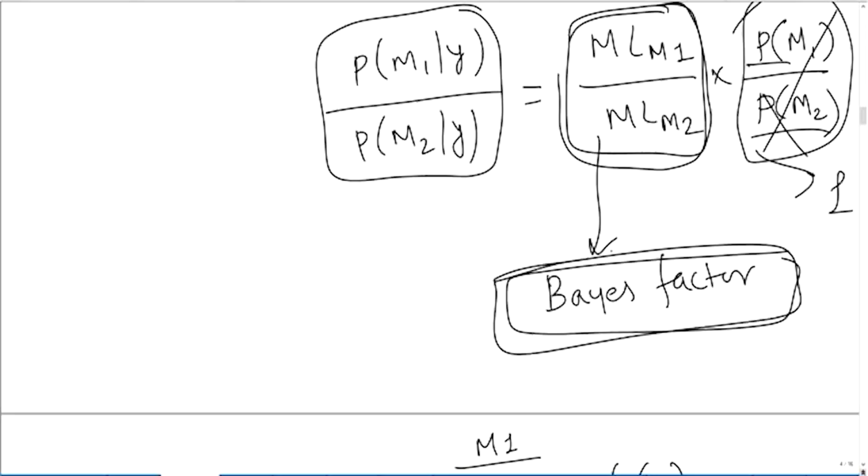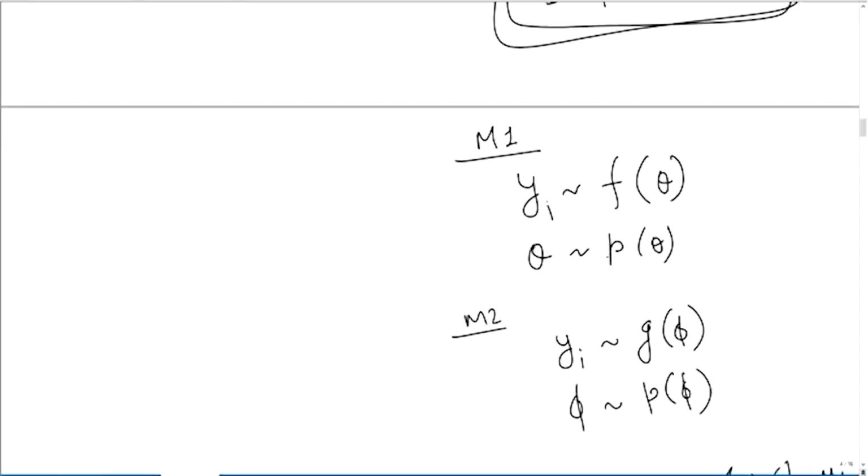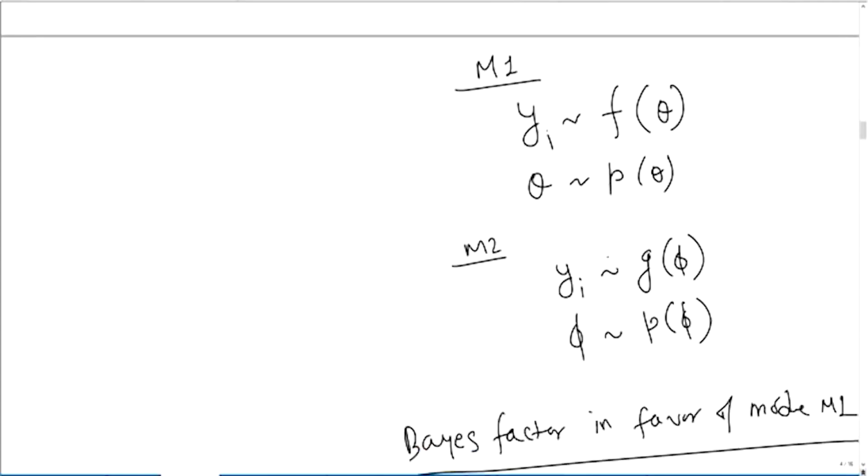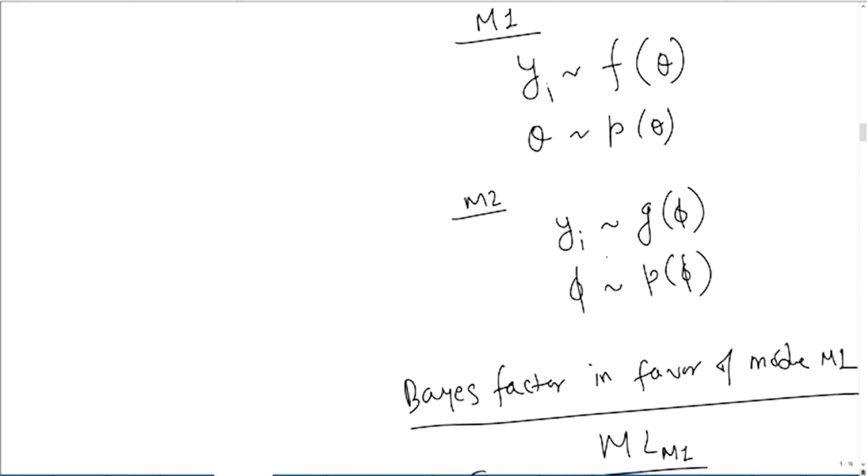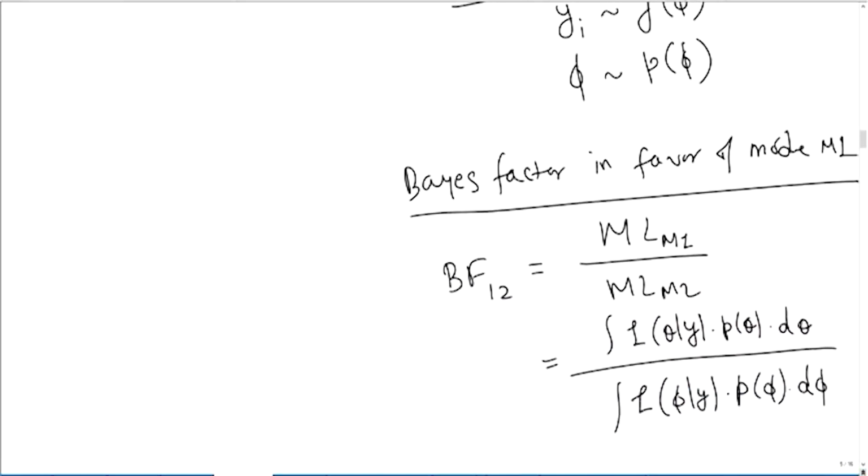Bayes factor gives you how likely model M1 is over model M2 given the data. It gives you relative evidence for model M1 compared to model M2. That is what we are going to quantify. If the Bayes factor is greater than 1, there is more evidence in favor of model M1 compared to M2. If it is less than 1, there is evidence in favor of model M2 over model M1 given the data y.